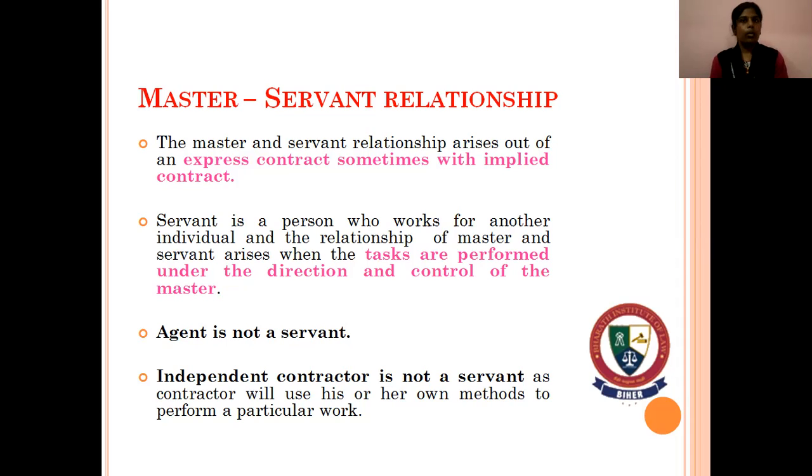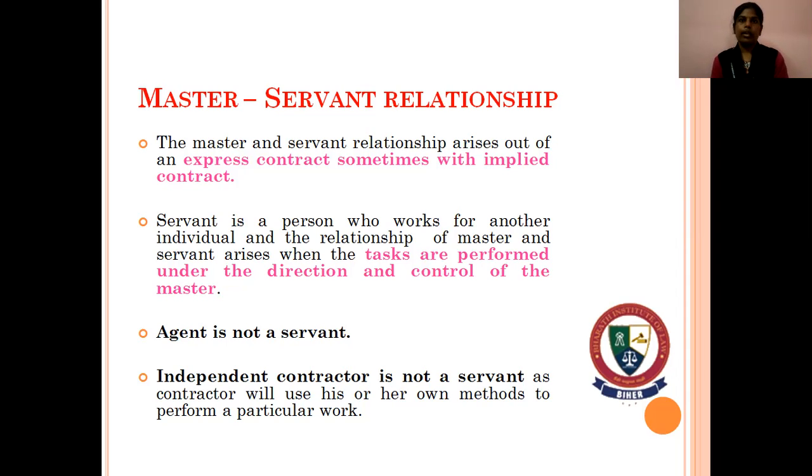So a master and a servant have a relation where one person will be guiding, instructing or giving commands to do something to the other person. The other person, that is the servant, will be doing a certain act which has been instructed by the master. And for doing such an act, that person will be paid some remuneration or some consideration. So there must be this sort of relationship between them. Only in such circumstances will they be called master and servant. And there are also other kinds of persons who work for another person, but they will not come under this master and servant relation.